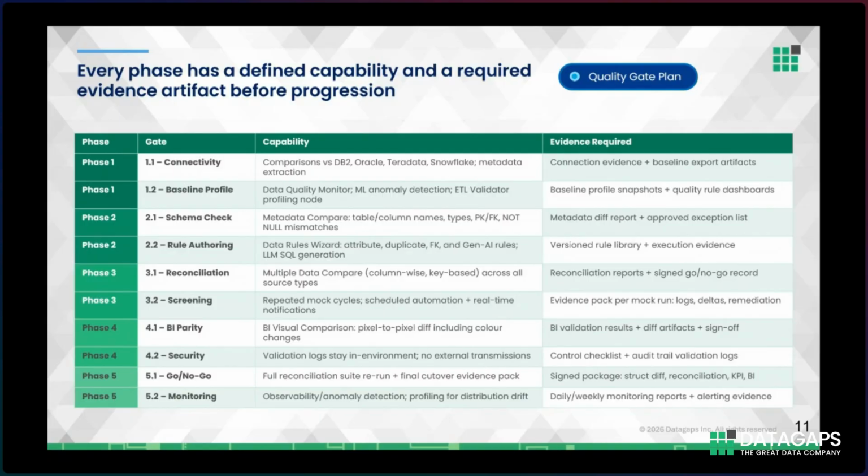And then the third phase is where most teams underinvest. Running a single mock migration is not enough. The gates here require repeated runs with full automated reconciliation each time, and all the evidence for each run, such as the logs, the remediation tickets, and the rerun proof, is what regulators and auditors want to see, and also the stakeholders. The fourth phase extends the validation to the application layer, including pixel-level BI report comparison, and also treats security controls as testable assertions rather than assumptions. And the last phase finally closes the loop: you do a final rerun before the cutover, and you continuously monitor after that.